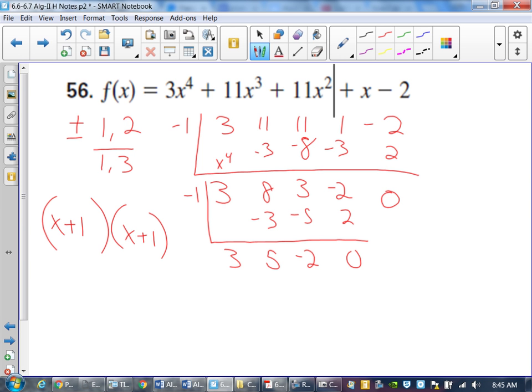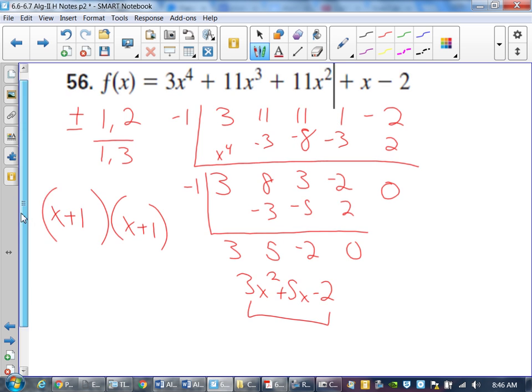So now I have 3x squared plus 5x minus 2. So then I can check it. What times what is negative 6 that I add together to get positive 5? 6 and 1 somehow. I don't want to think about which way.